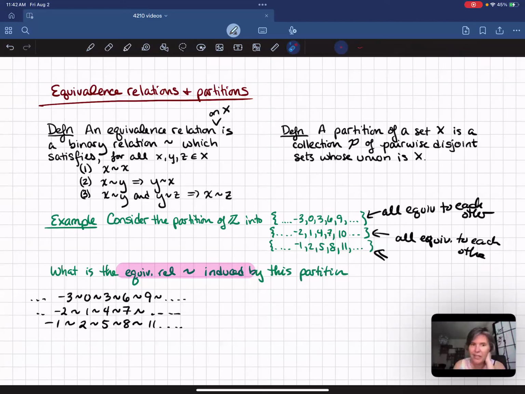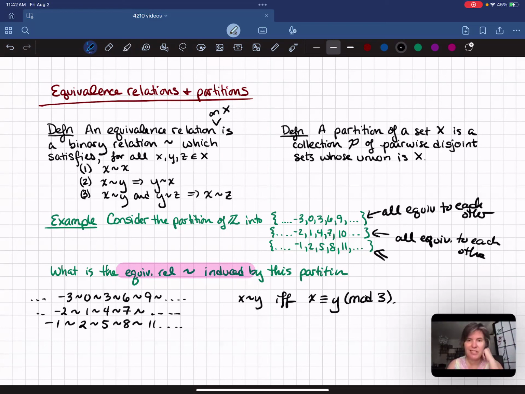All right. So finally, if you don't know any number theory, don't worry about it. But this equivalence relation is essentially saying that x is equivalent to y if and only if x is congruent to y mod 3. If you don't know what that means, don't worry about it.